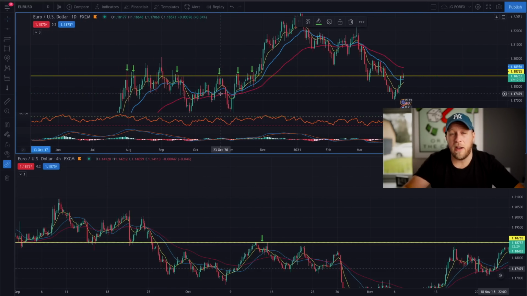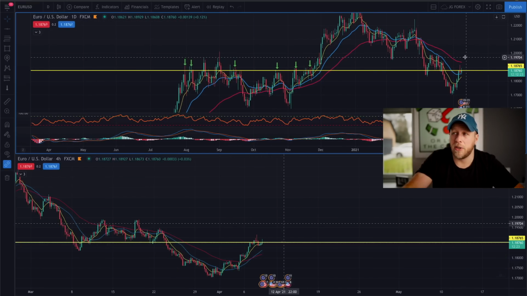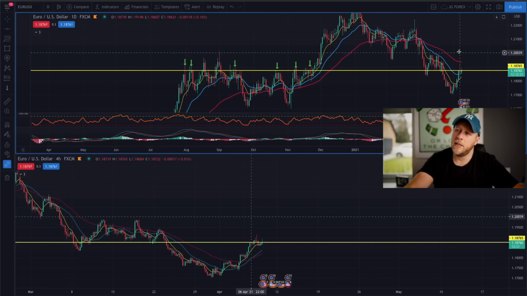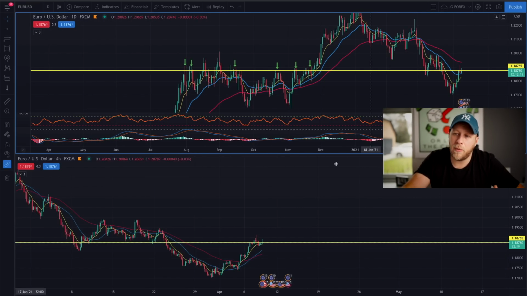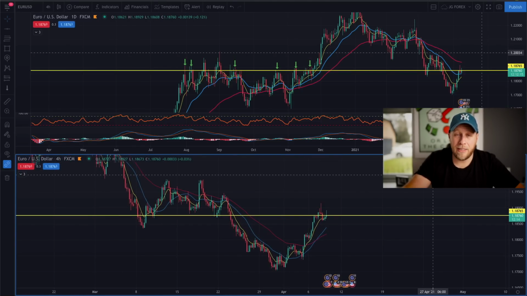So really, if you've got 4, 5 tests of a major structure level, that is going to have some significance, particularly if we're using a lower time frame for entry. So now we've got this rejection. Now we can start dipping down and looking at entries.